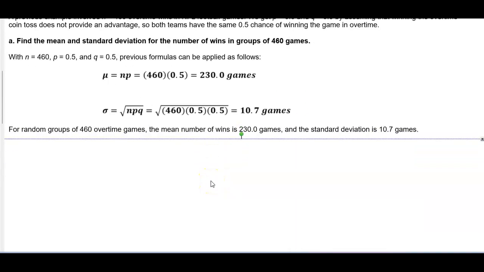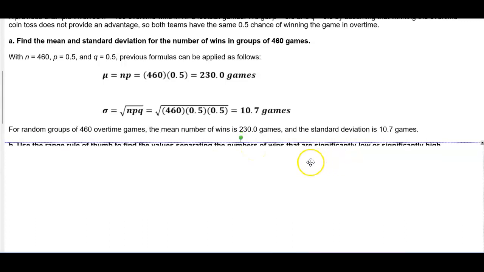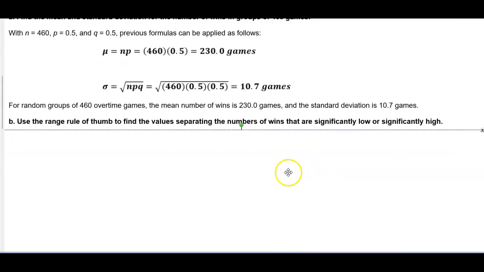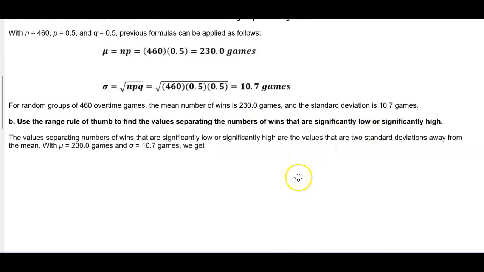So for random groups of 460 overtime games, the mean number of wins is 230.0 games, and the standard deviation is 10.7 games. Now, use the range rule of thumb to find the values separating the numbers of wins that are significantly low or significantly high. Those values are the ones that are 2 standard deviations away from the mean.